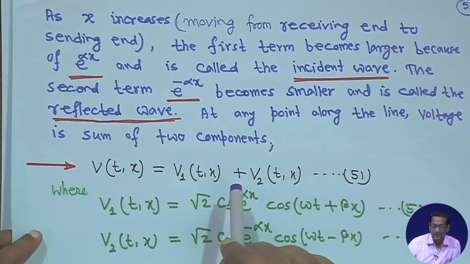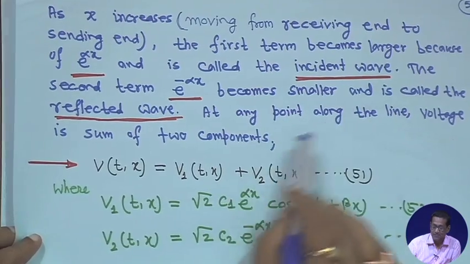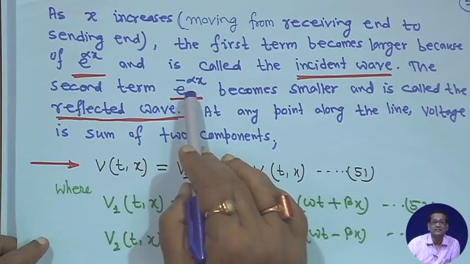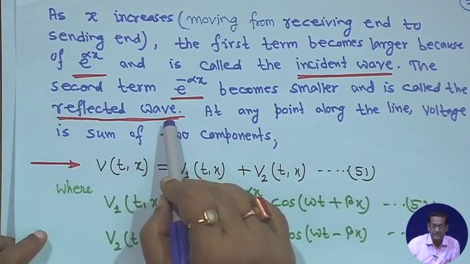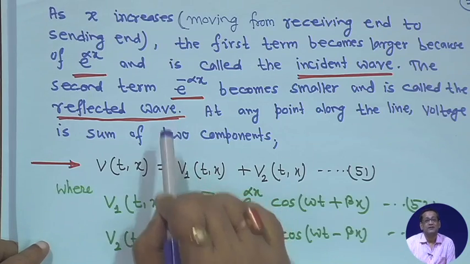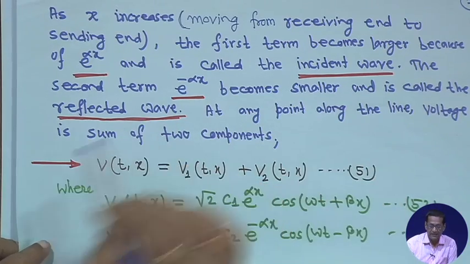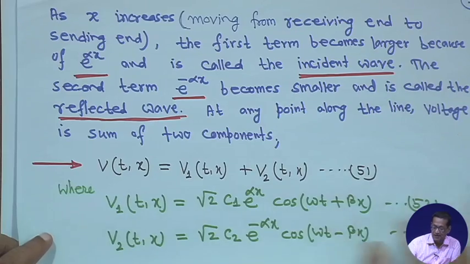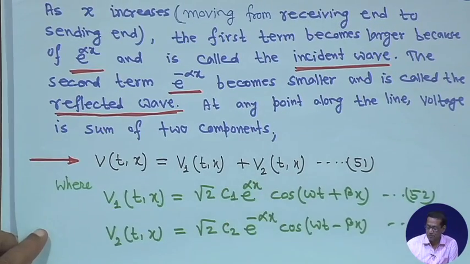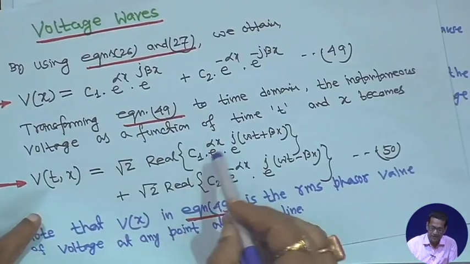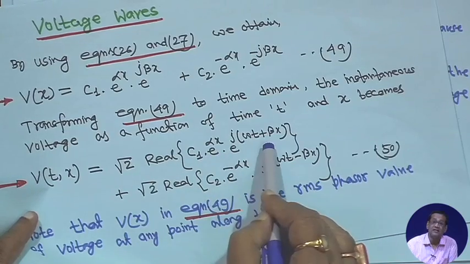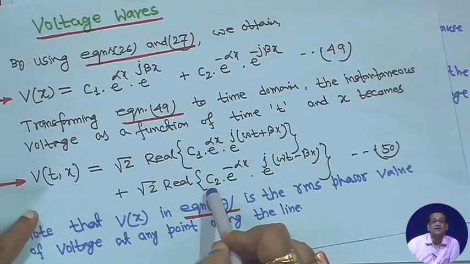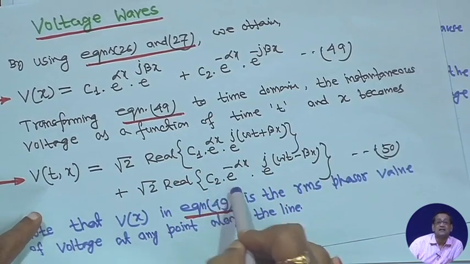And the second term, e to the power minus alpha x, becomes smaller as x is increasing, and this is called the reflected wave. So, one is the incident wave, and another is the reflected wave. At any point along that line, voltage is the sum of two components. We define the first term as V1(t,x), and the second term as V2(t,x).